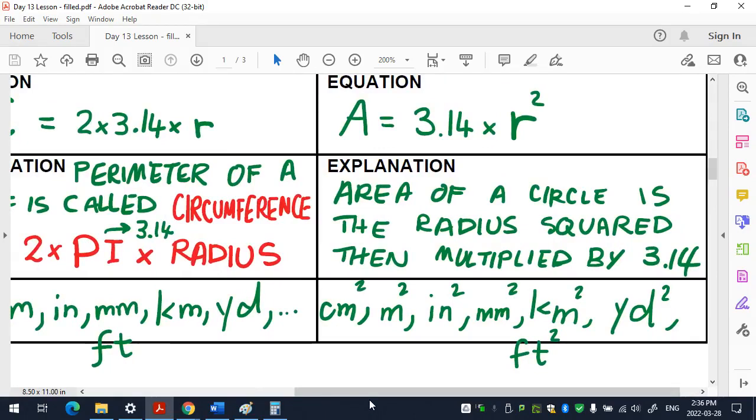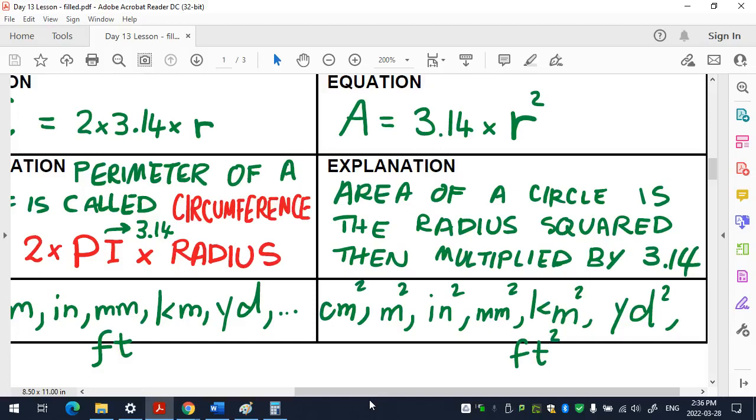Okay, hold on. 5 minutes. Just so, area of a circle is what? The radius first. You have to square the radius, or multiply it by itself, and then you multiply by 3.14. Multiply it by pi. Finally, the units.